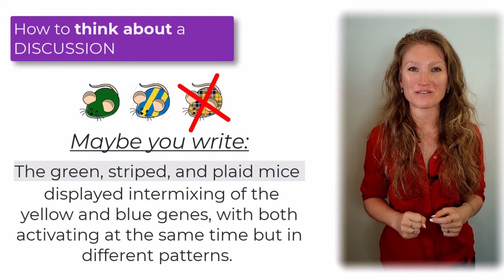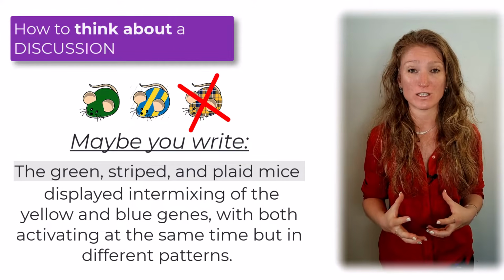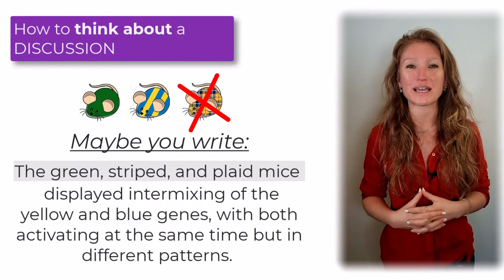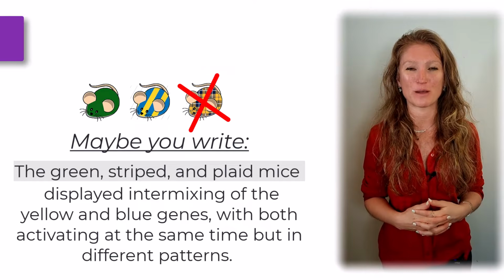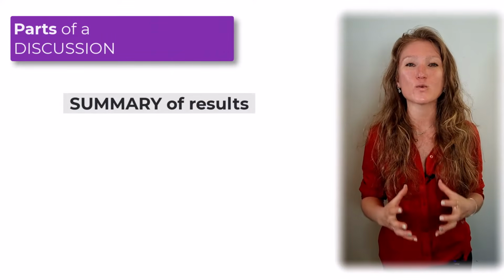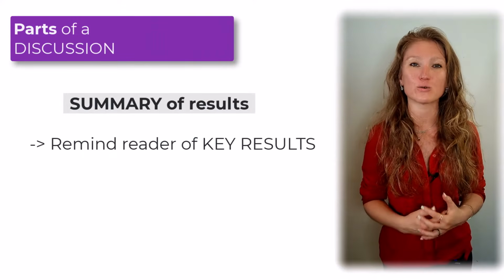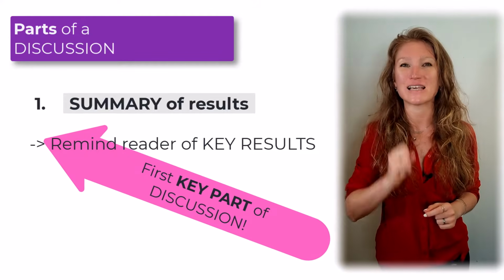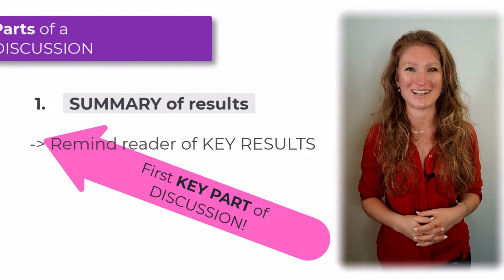The first part of this sentence, where we talk about the results that we saw, restating for the reader the green, striped, and plaid mouse, reorients them back at a key result of our paper. This we're going to call the summary of results. This is where we remind the reader of key results that we saw in the main body of the paper. So this is our first key part of information you would include in a discussion section.